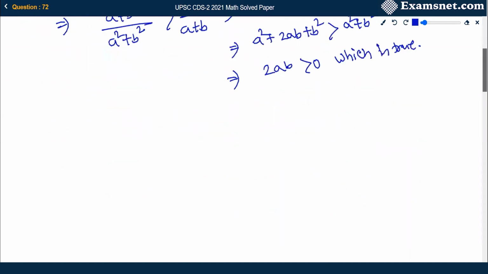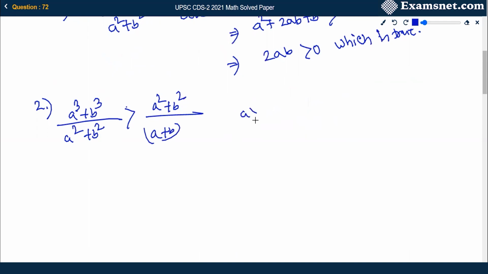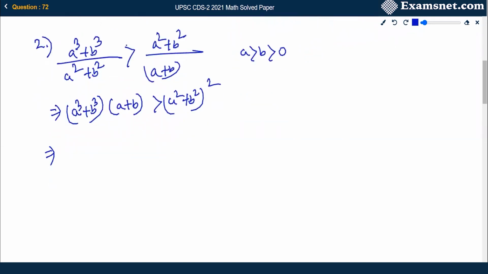Okay. Now let's check the second inequality. It is given that (a³ + b³)/(a² + b²) > (a² + b²)/(a + b). Also it is given a > b > 0. That means a and b are positive. So now we can do the cross multiplication, that is (a³ + b³)(a + b) > (a² + b²)². Now please drop the brackets and expand using the square formula.